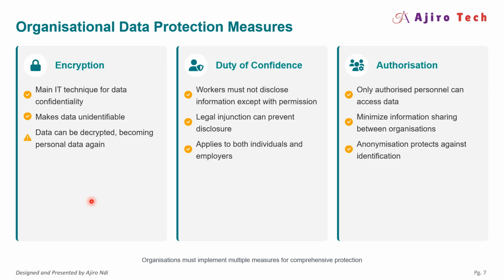So, duty of confidence: the workers must not disclose information except with permission. There are legal injunctions which can prevent this disclosure. So, both the individual and the employers must not tell anybody or use the information for any reason except with the permission of the person who gave it. Should they attempt to do so, the person whose data has been leaked can seek a legal injunction. Does that make sense? Okay.